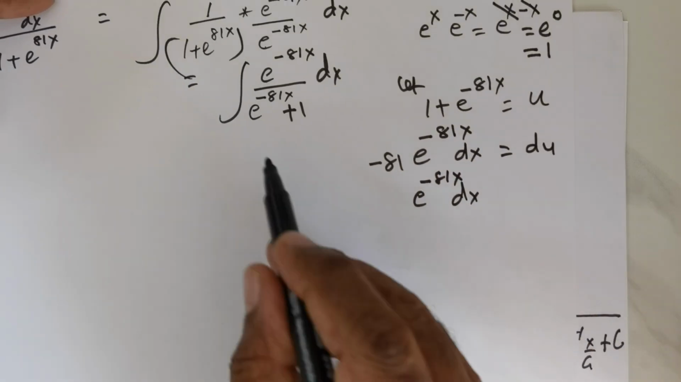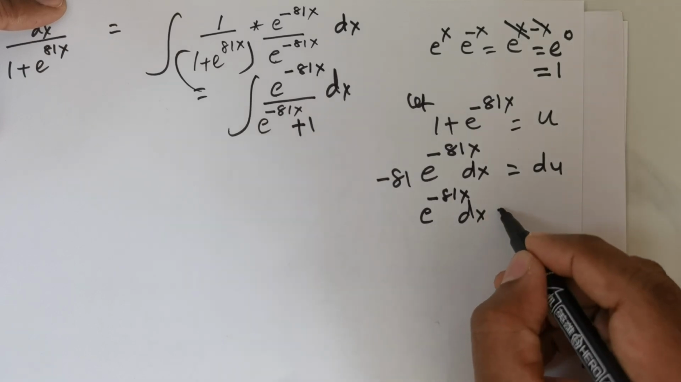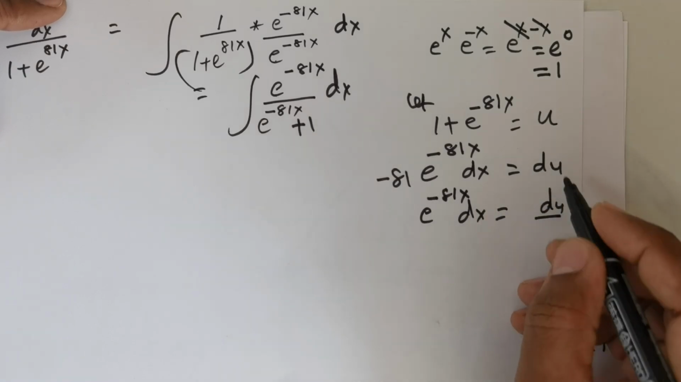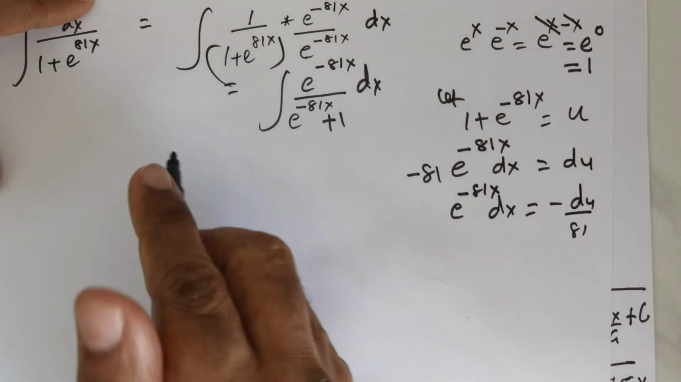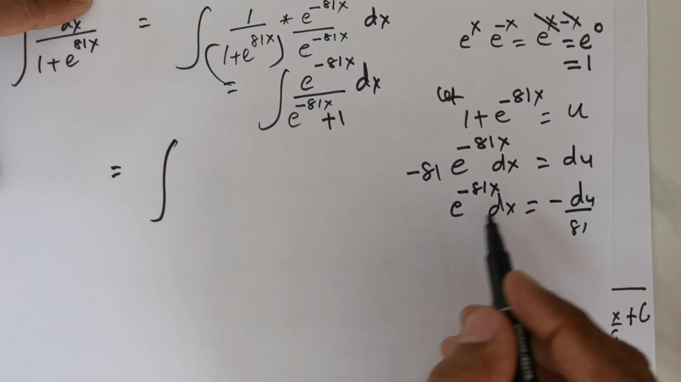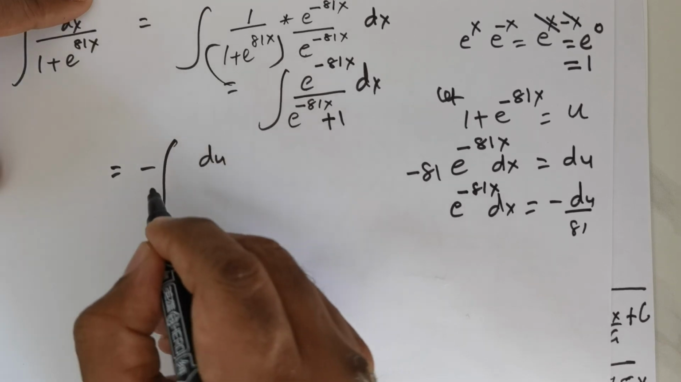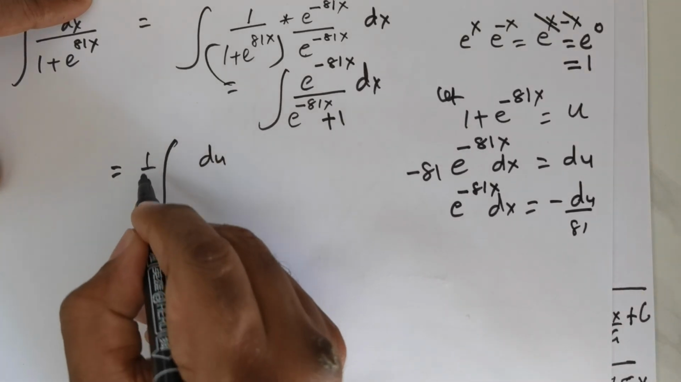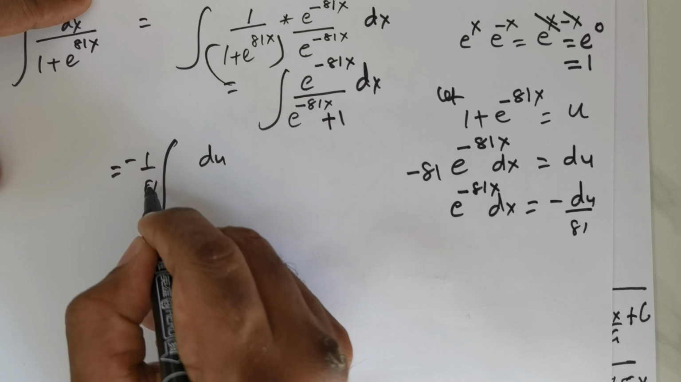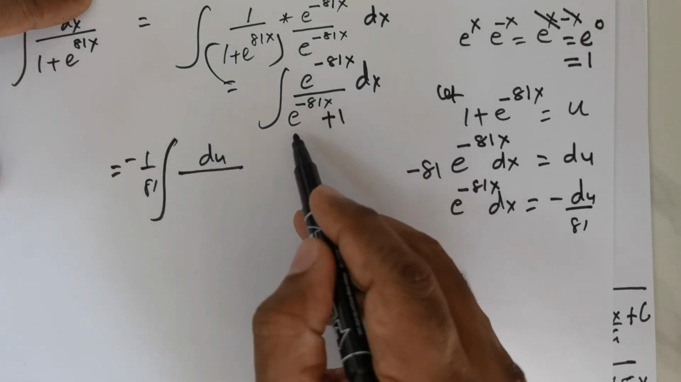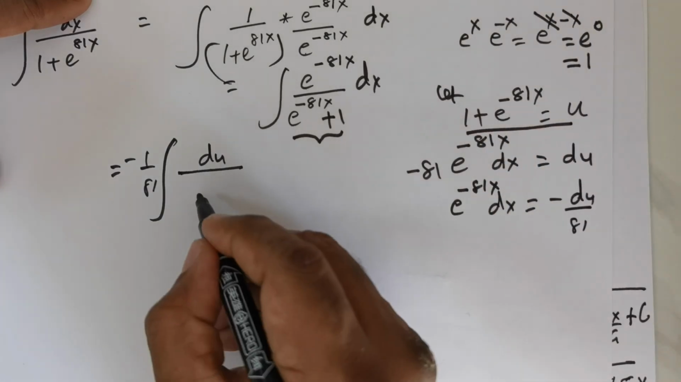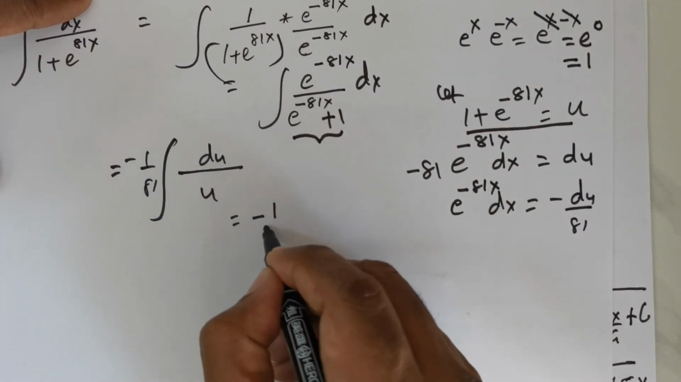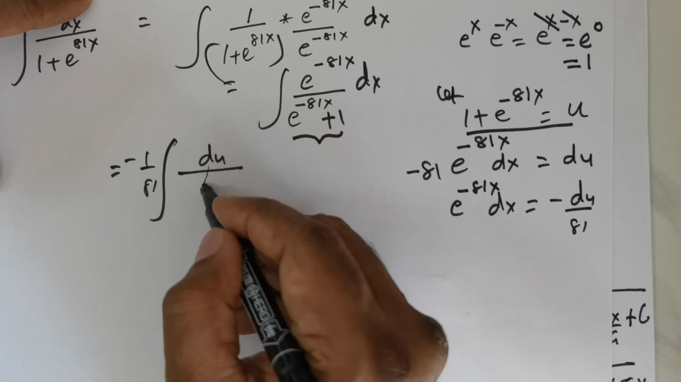I don't have a negative 81 in the numerator, so push it down. So there's going to be du over 81 with a negative sign. Take this quantity and place it over here. So this is equal to negative du divided by 81. So I'm going to write this as follows: 1 over 81 with a negative sign divided by 1 plus e raised to the power of negative 81x, which is u. So this is going to be negative 1 over 81 integral of du over u.